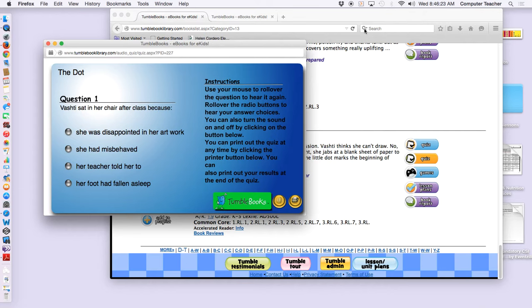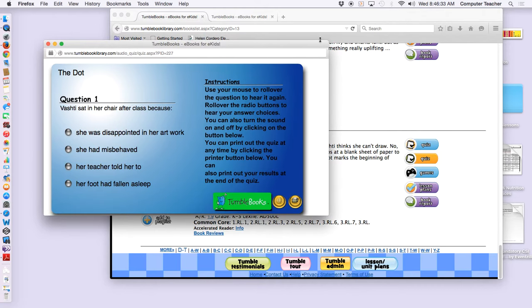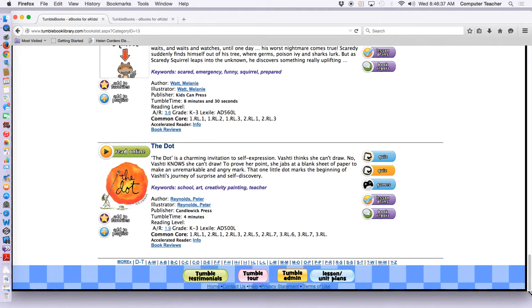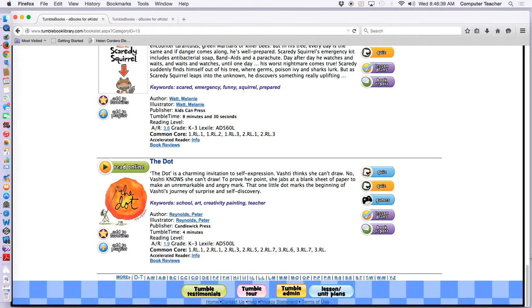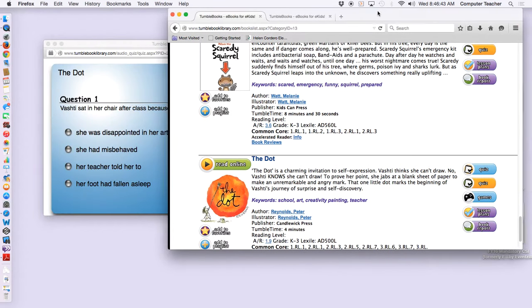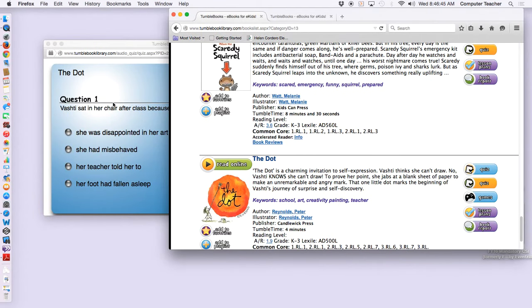Vashti sat in her chair after class because. Well, it didn't create another tab, but here's what you can do. You can move this window over. If you don't see it, maybe it's covered up. Maybe your computer looks like this. Remember I showed you how to grab it by the corner? Shrink it, grab it by the top, move it over, and you'll probably find your quiz. A lot of you tell me, I don't know where my quiz went. Well, there it is. It's hiding.